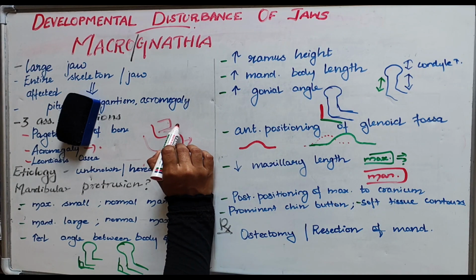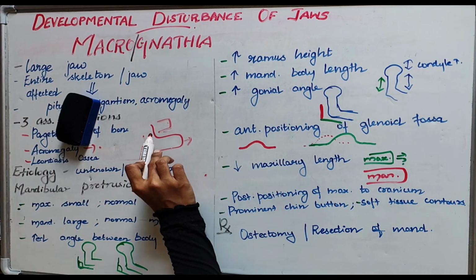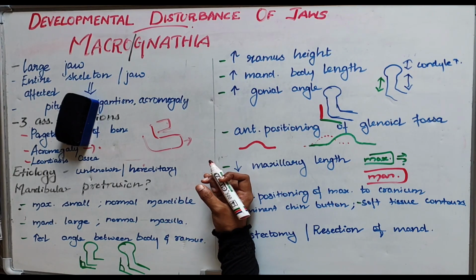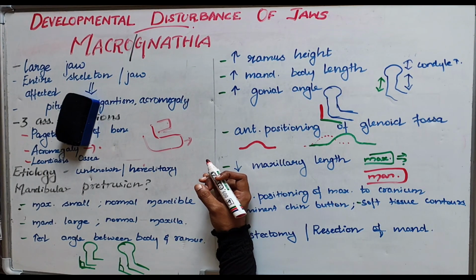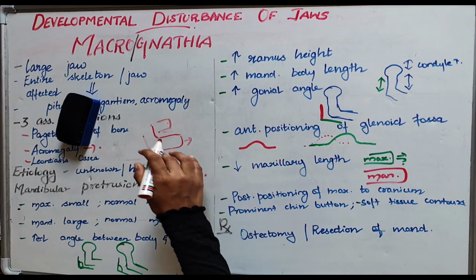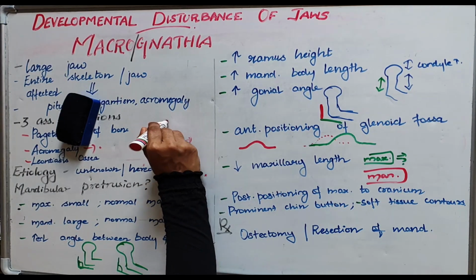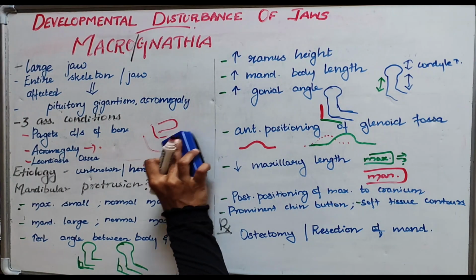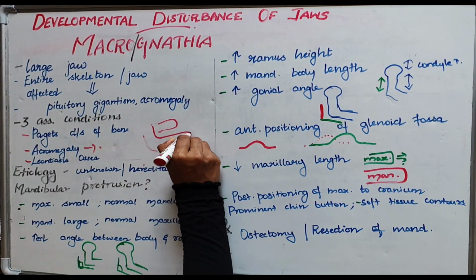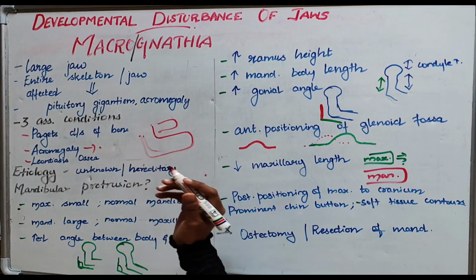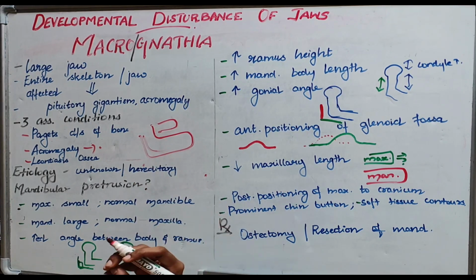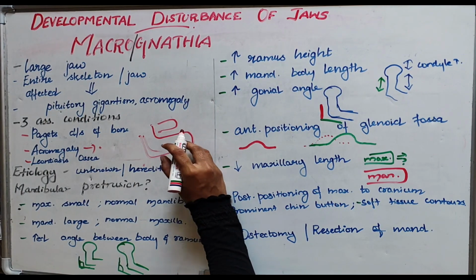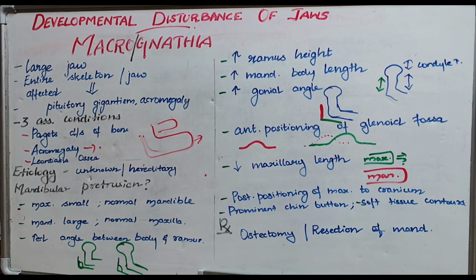So when you see clinically, it is seen as mandibular macrognathia. Next, mandible is large and maxilla is normal. So next is when your maxilla is normal, but your mandible is larger. So again this is a true macrognathia. Here your mandible is larger.